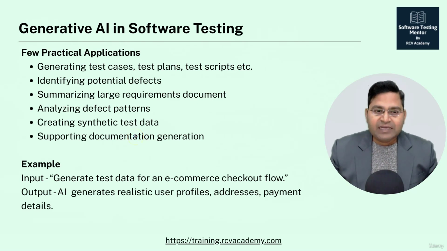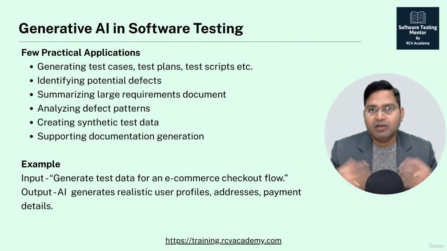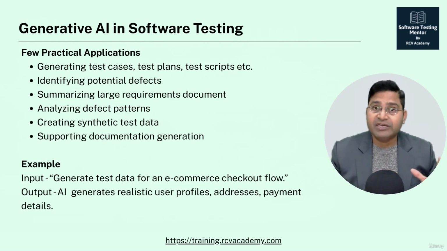Just to take an example, generate test data for an e-commerce checkout flow, and the AI will be able to generate realistic user profiles, addresses, and payment details. All of that the Gen AI will be able to generate, not copying from somewhere, but generating based on its previous learning. As we human beings are able to generate new content, in the same way Gen AI will be able to generate new content for you.